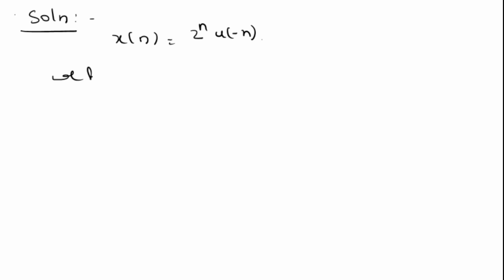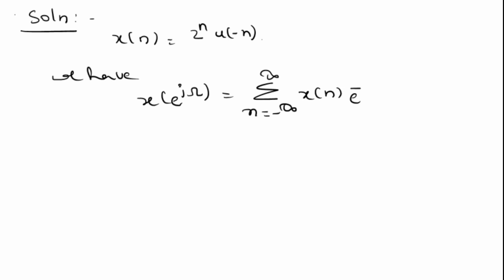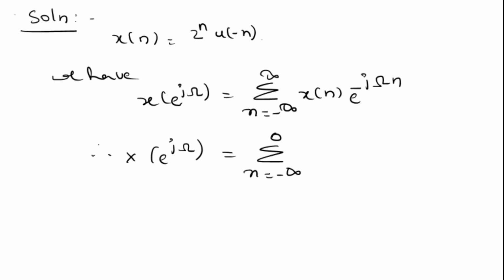and we have X of e power j omega is equal to summation n is equal to minus infinity to infinity x of n into e power minus j omega n. Therefore, X of e power j omega is equal to summation n is equal to minus infinity to 0 2 to the power n into e power minus j omega n.